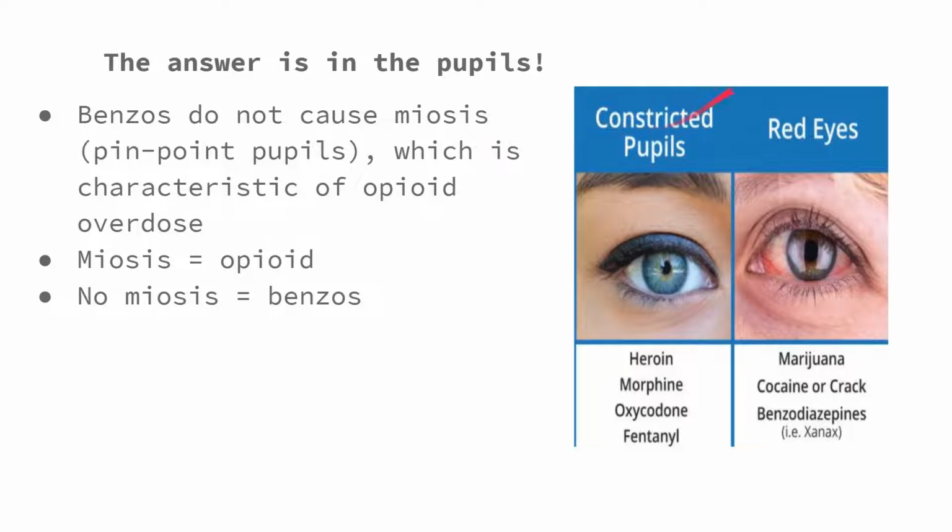When the patient has constricted pupils, or pinpoint pupils, like this here, for example, we immediately think of opioids like heroin, morphine, oxycodone, fentanyl. But if the patient has red eyes, then we can think of benzodiazepines like Xanax, because that is indicative of benzodiazepine overdose. But pinpoint pupils, constricted, miosis, that is immediately going to opioids. So miosis equals opioid overdose, no miosis equals benzodiazepine overdose.